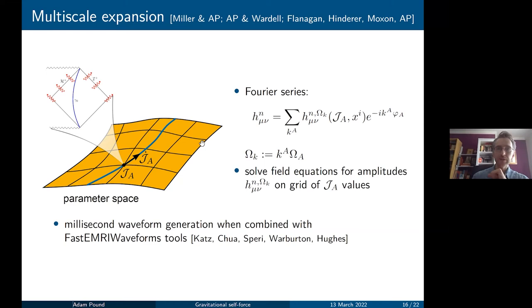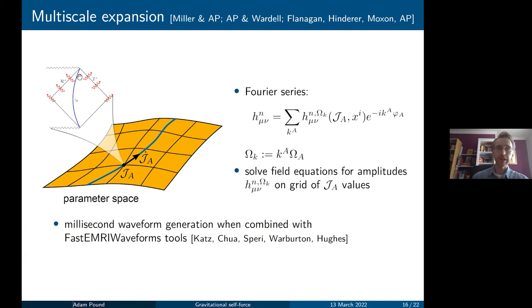So if we have a grid in parameter space like this, with each point being a set of j values, we are basically solving that same problem I showed you before at leading order, where we had an eternally periodic geodesic orbit. We're not really doing that. We're in fact solving field equations on a torus, because these phis wrap around a torus, but the structure of the problem is the same as what we were familiar with before.